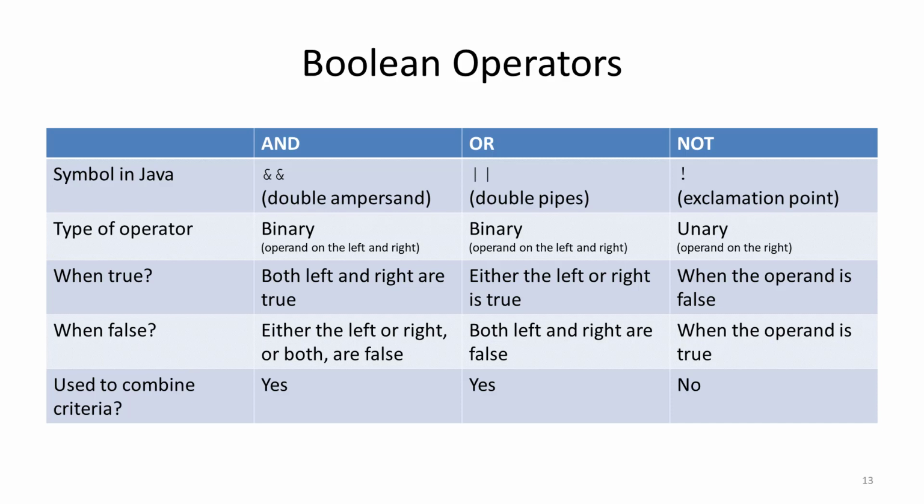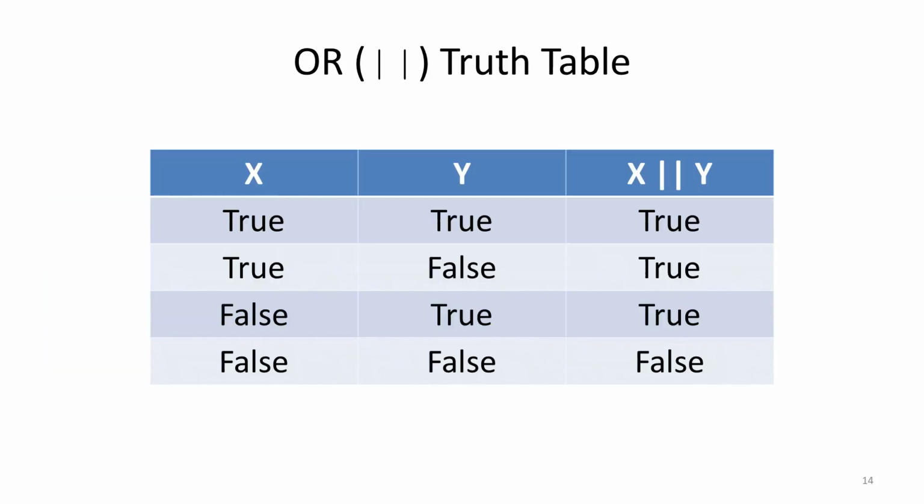Because the not is a unary operator, it is not used to combine criteria because it only has one operand. But the and, the or, those have two operands. It's a binary operator, so those are used to combine criteria. When talking about Boolean operators and, or, not, it is customary to show you a truth table. So the result of an and, the result of an or, and the result of a not, given all possible combinations of true and false.